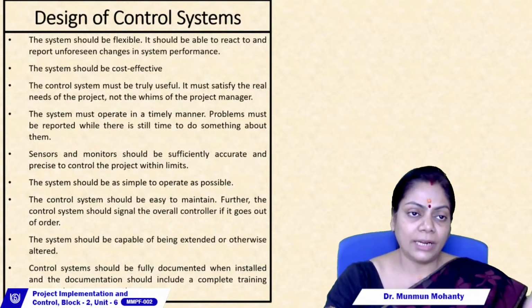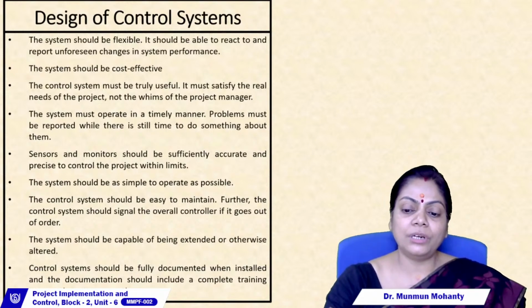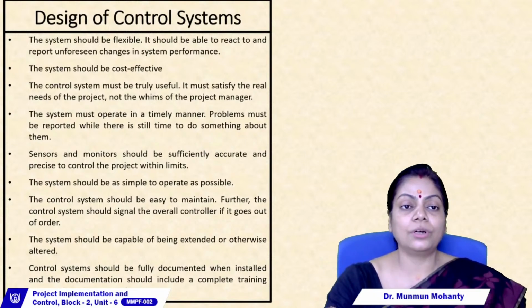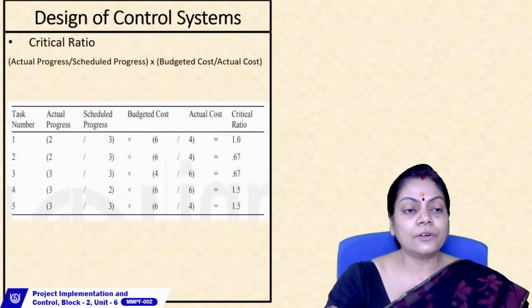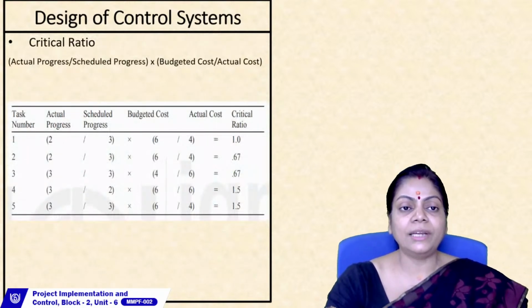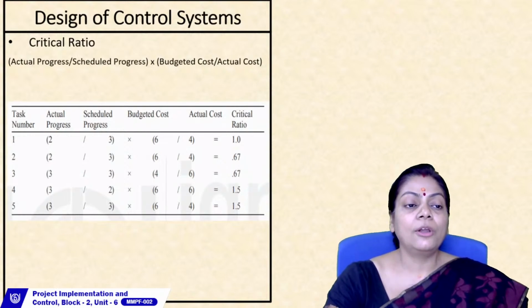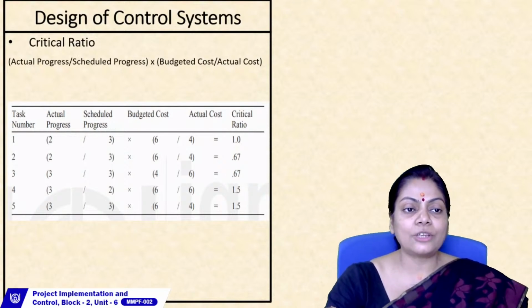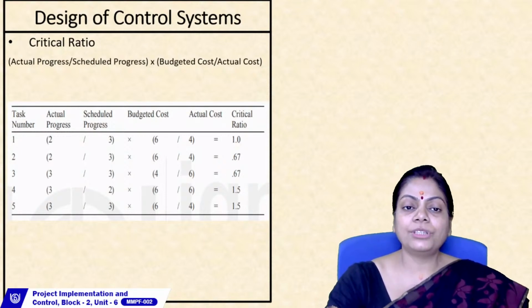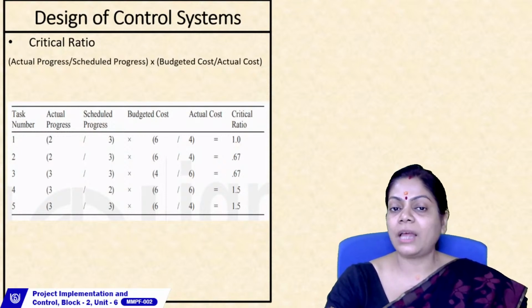Now you can design various control systems, and how do you design them so that they are good enough? There can be several criteria for a good control system. While you are designing a control system, you can typically look at critical ratios. This is an example of a critical ratio, where the actual progress divided by the scheduled progress is multiplied with the budgeted cost divided by the actual cost.